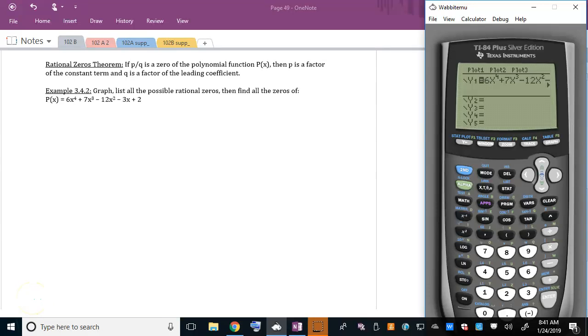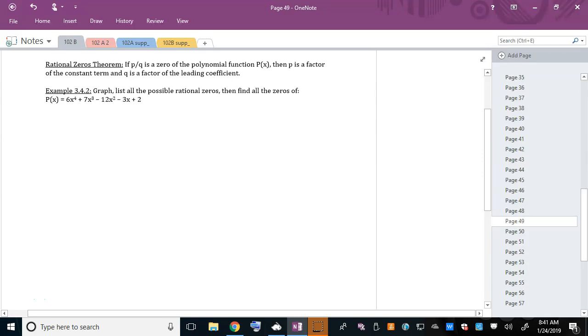Math 102, example 3.4.2. So let's do another example of finding all the zeros. Now here, this one is degree 4, so this is going to have 4 zeros. So let's do that whole P and Q thing.